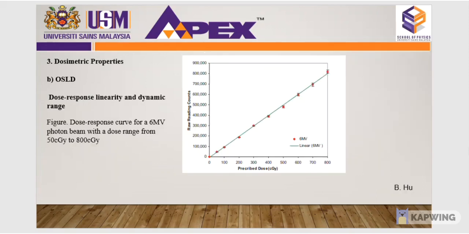So, three dosimetric properties we have here. OSLD dose response linearity and dose rate. In this figure, this is the response curve for a 6 MV photon beam with a dose range from 50 cGy to 800 cGy.